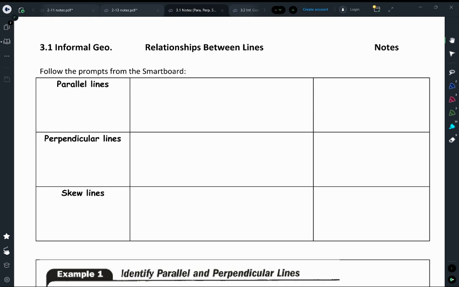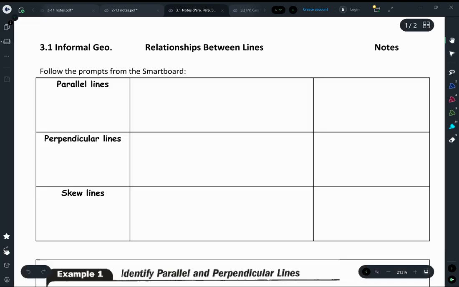Hello class, these are our notes for Informal Geometry, section 3.1. Today we're looking at the relationship between lines. So we're going to start out by talking about parallel lines.